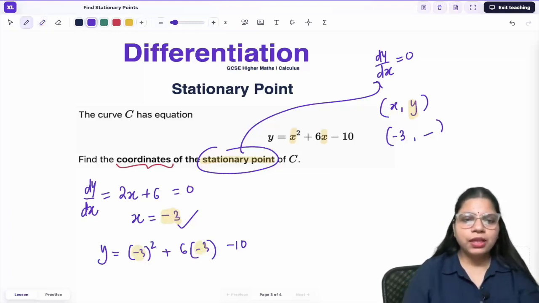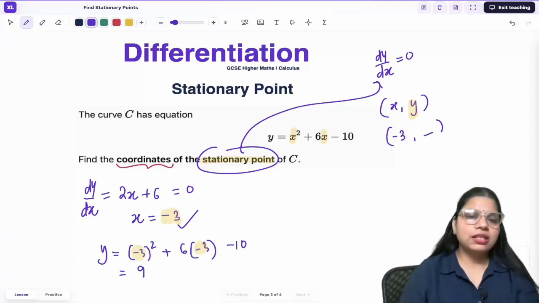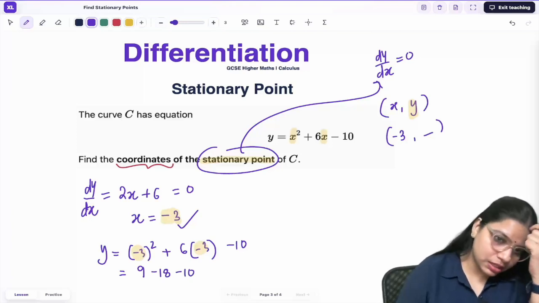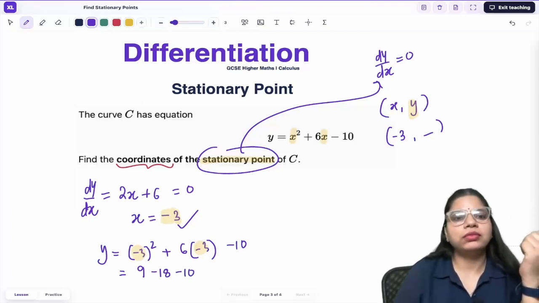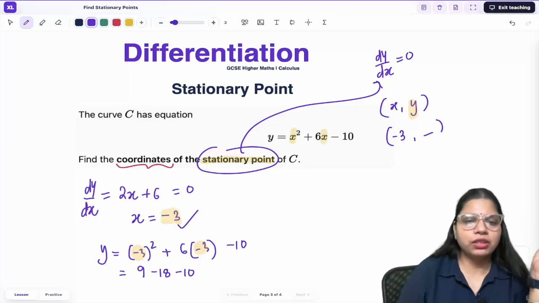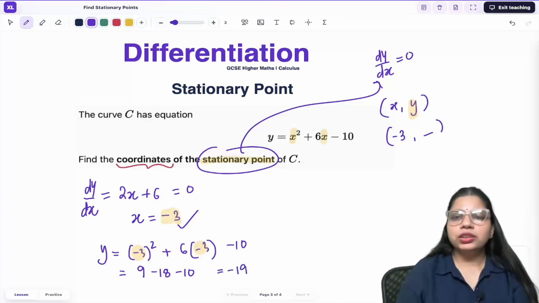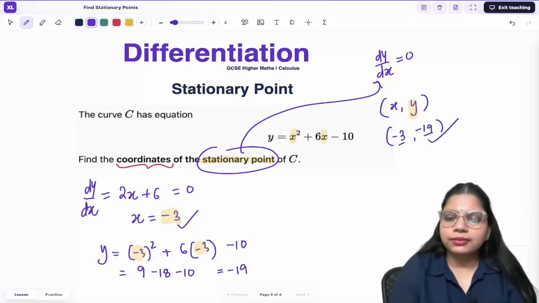Further simplify it a bit. So we get minus 3 squared is 9, not minus 9. 6 times minus 3 is minus 18, and minus 10. Minus 18 minus 10, or 9 minus 10 is minus 1, so that would be minus 19 if I'm not wrong, right? So we get minus 3 and minus 19 as our final answer, correct?